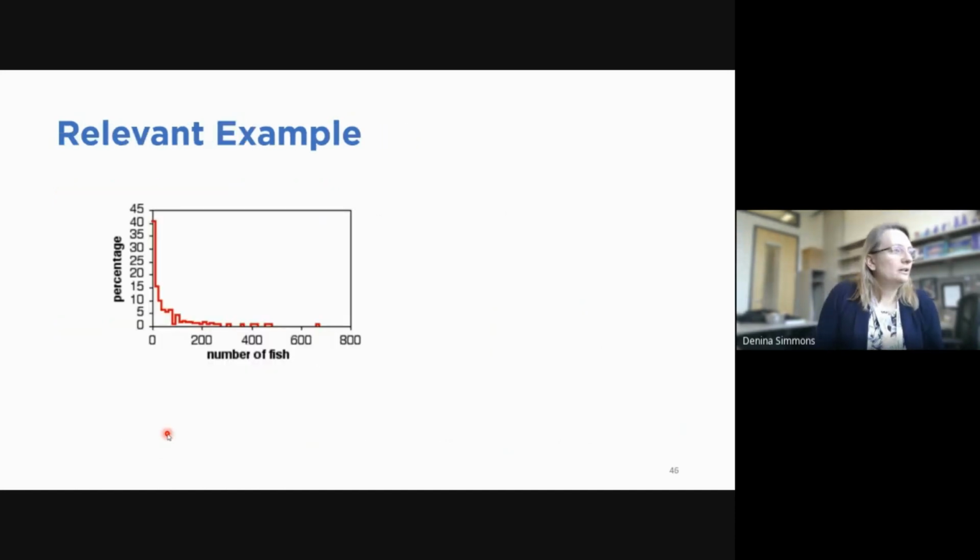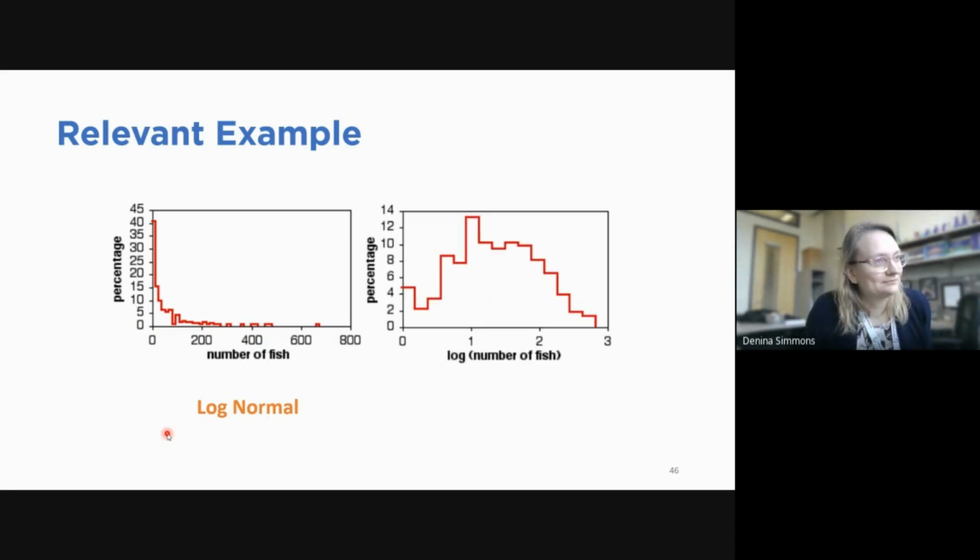So here's an example. I call it a relevant example because I was really excited to find this distribution. It was just the number of fish and the percentage. I don't know how I found this online; I was looking for examples of distributions of things. This would be a log normal distribution.